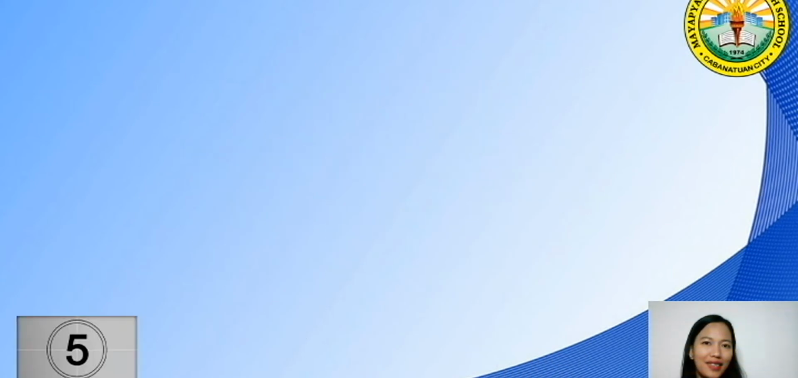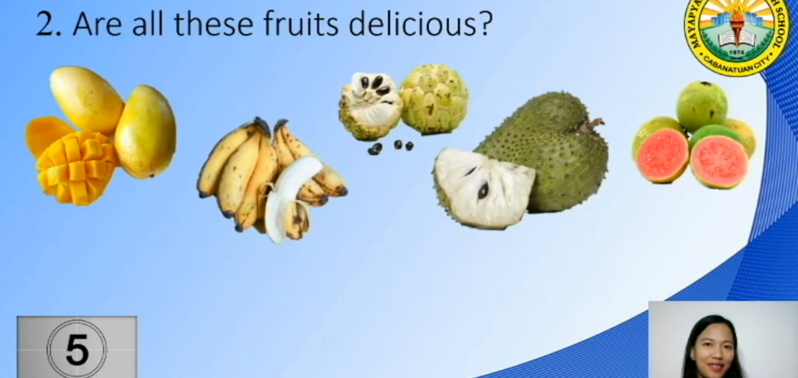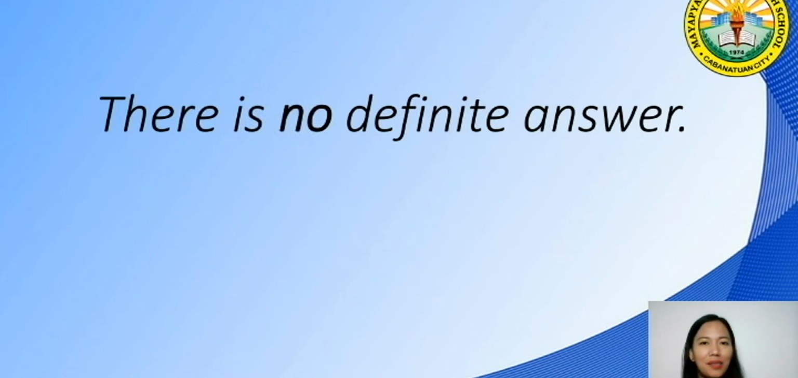Now, here is the next one. Are all these fruits delicious? Think about it. Timer starts now. What is your answer? Great! Actually, there is no definite answer on this particular question because it depends upon your preference. Some of you may have answered yes because for you, those fruits are delicious, while others may have answered no.